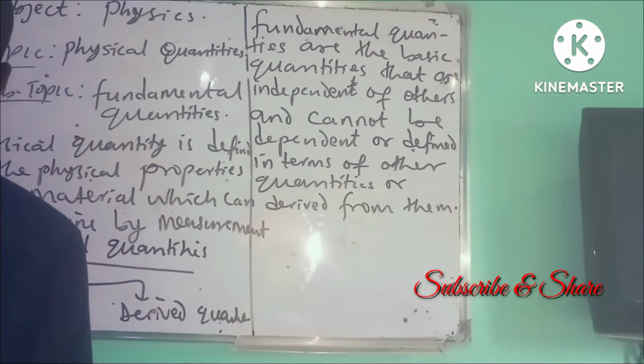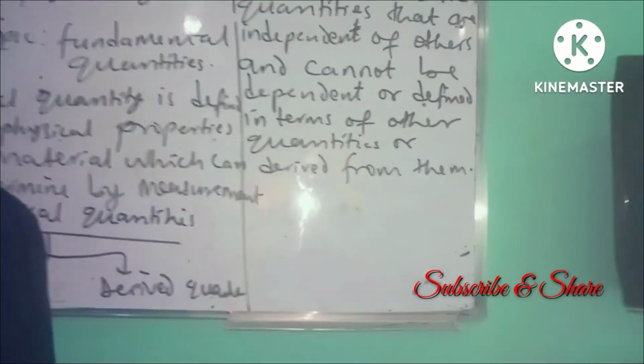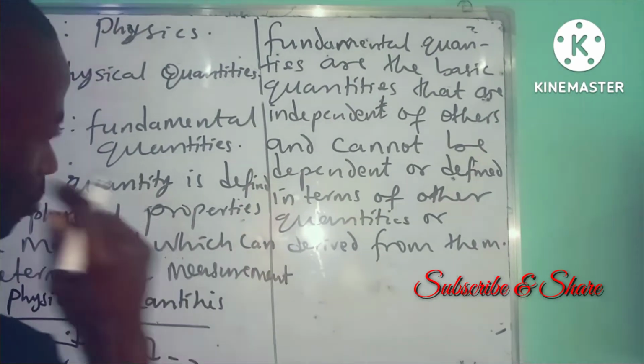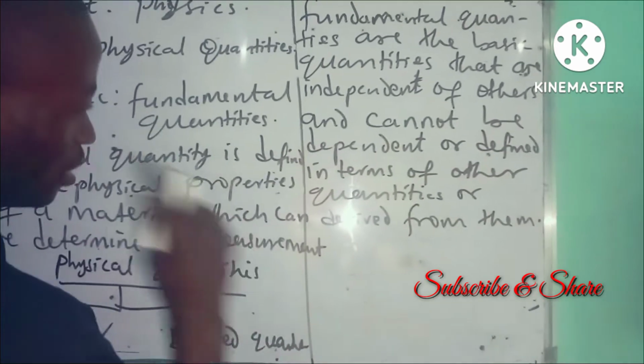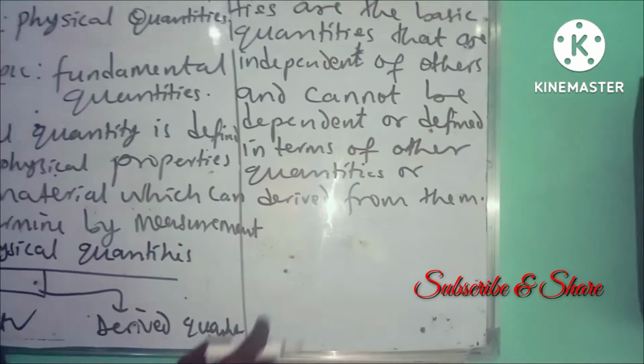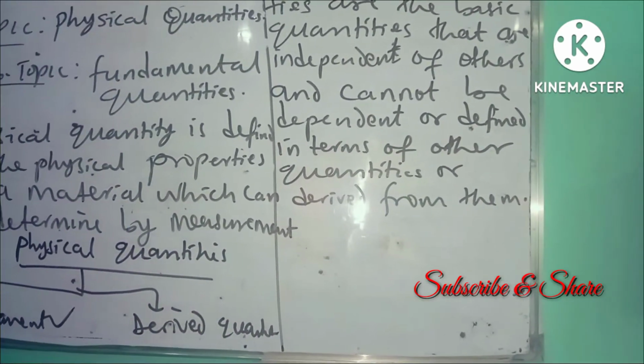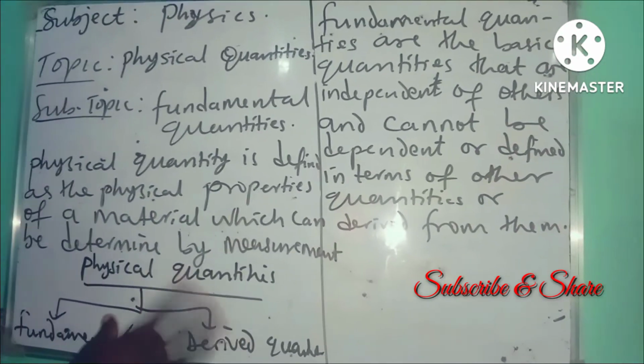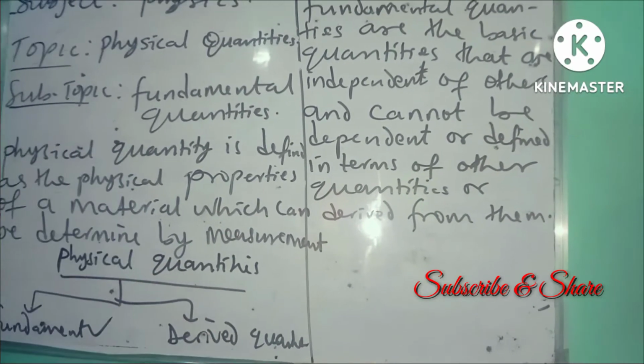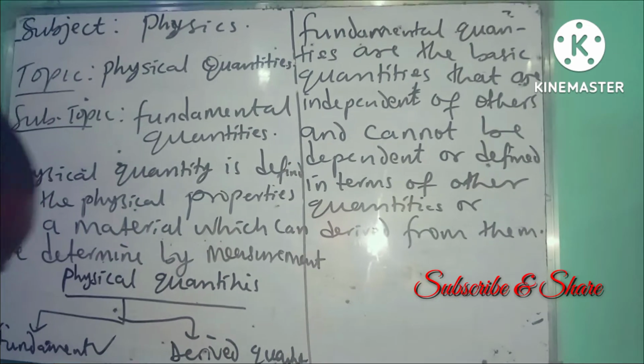Now, these fundamental quantities are also referred to as basic quantities. They are referred to as basic quantities because other quantities depend upon them. So, we shall consider some examples with respect to these fundamental quantities.